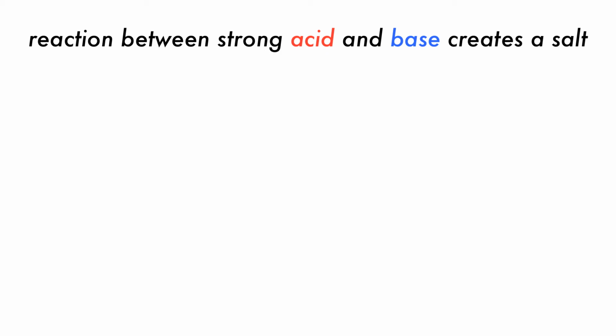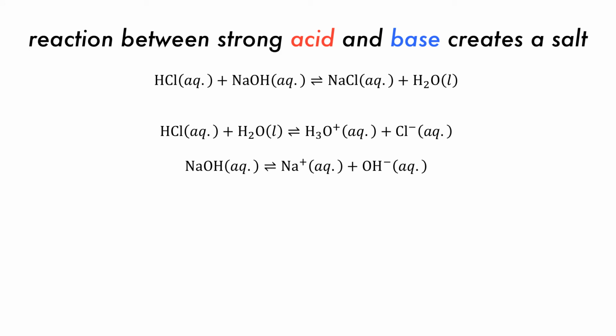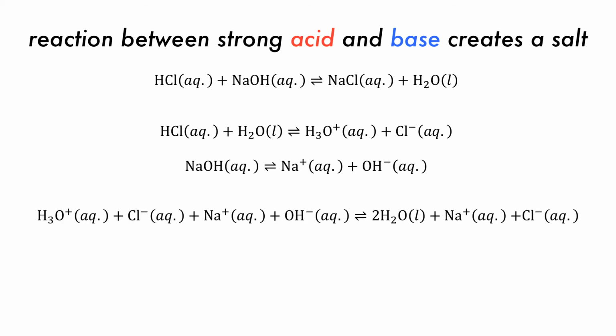Reaction between a strong acid and base produces a salt. For the reaction between hydrochloric acid and sodium hydroxide, sodium chloride is produced. Looking at the individual reactions of the acid and base to dissociate, they have this complete ionic reaction, which gives this net reaction. The net reaction for the acid-base reaction of strong acids and bases is always the reaction of the hydronium ion.